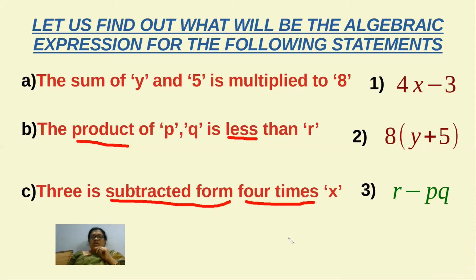Over. Did you get the answer? Which order is correct? Now I'll tell the answer. The answer is 2, 3 and 1. So the first one matches with 2, the second one matches with 3 and the third one matches with 1.